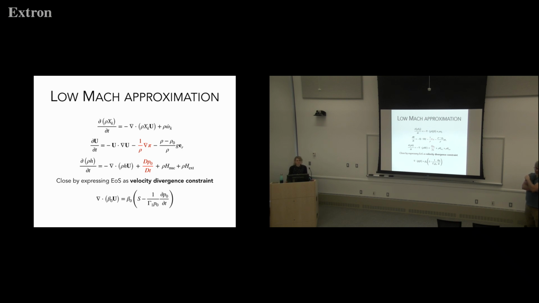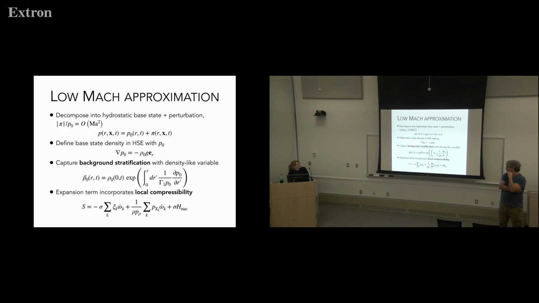I have a question. Your background pressure, is it computed only one time for the whole calculation, or do you recompute it? No, the background pressure is a function of both radius and time, so it can evolve in time. So your beta will also evolve as well. Beta 0 here is a function of radius as well. Yes, and a function of time.